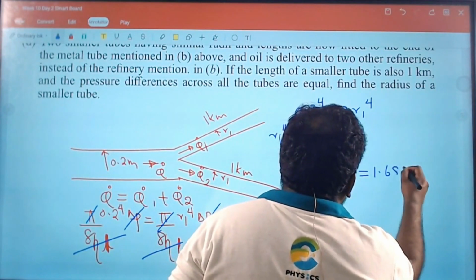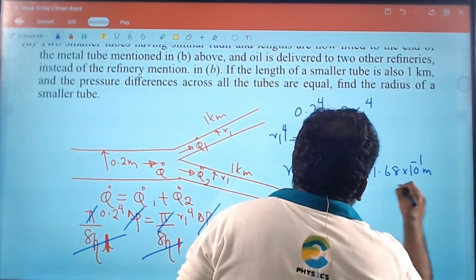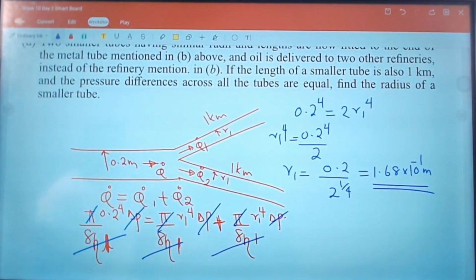...0.68 × 10⁻¹ meters. Done. Radius calculated.